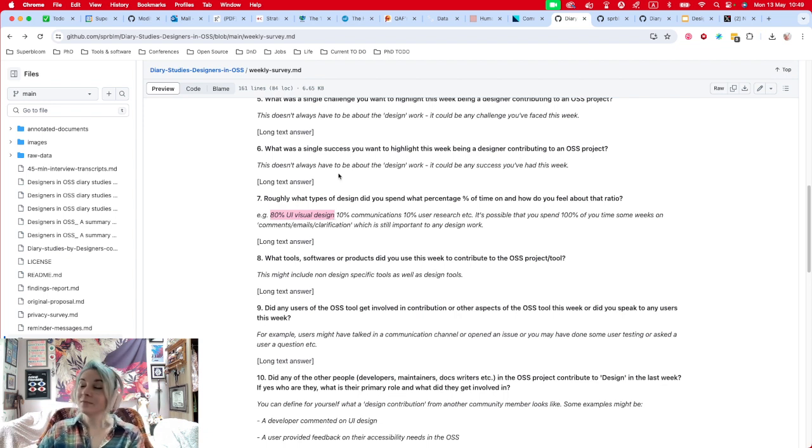So I was curious about the percentage of time that designers spent on various different things. What tools, software, and products did they use?